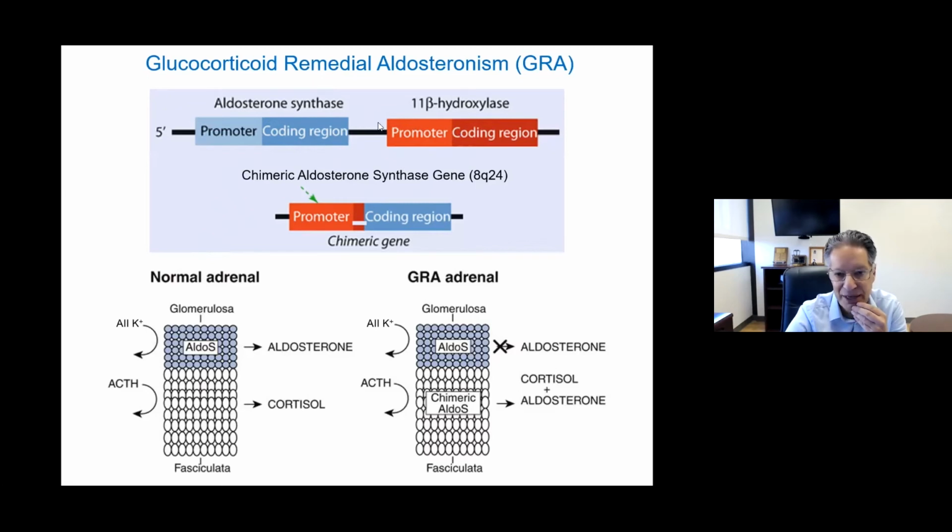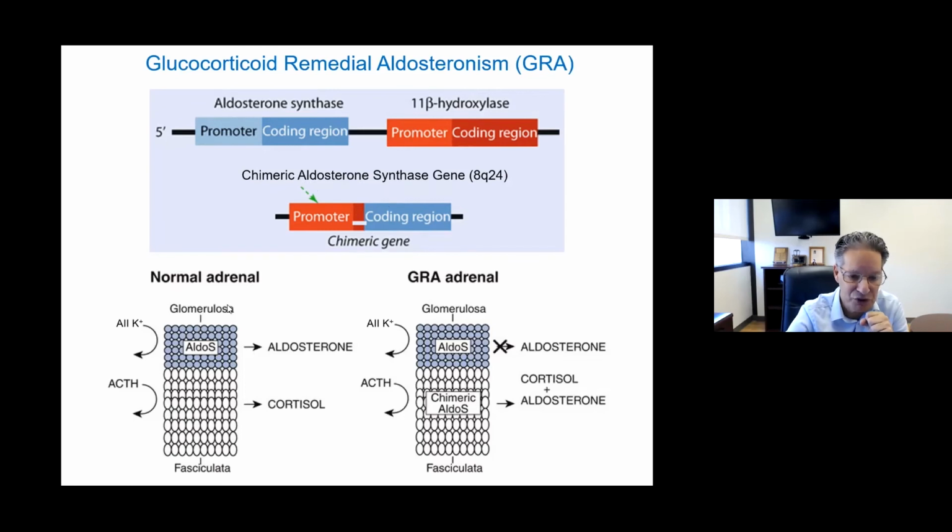What happens in these patients is they have a crossing over, and they form a third gene, which doesn't normally exist, that has the promoter for 11-beta hydroxylase. This promoter, by the way, is strongly stimulated by ACTH, but the coding region is the aldosterone synthase gene. So they have this chimeric gene now where the aldosterone synthase is actually stimulated strongly by ACTH. So this is just going a little deeper.